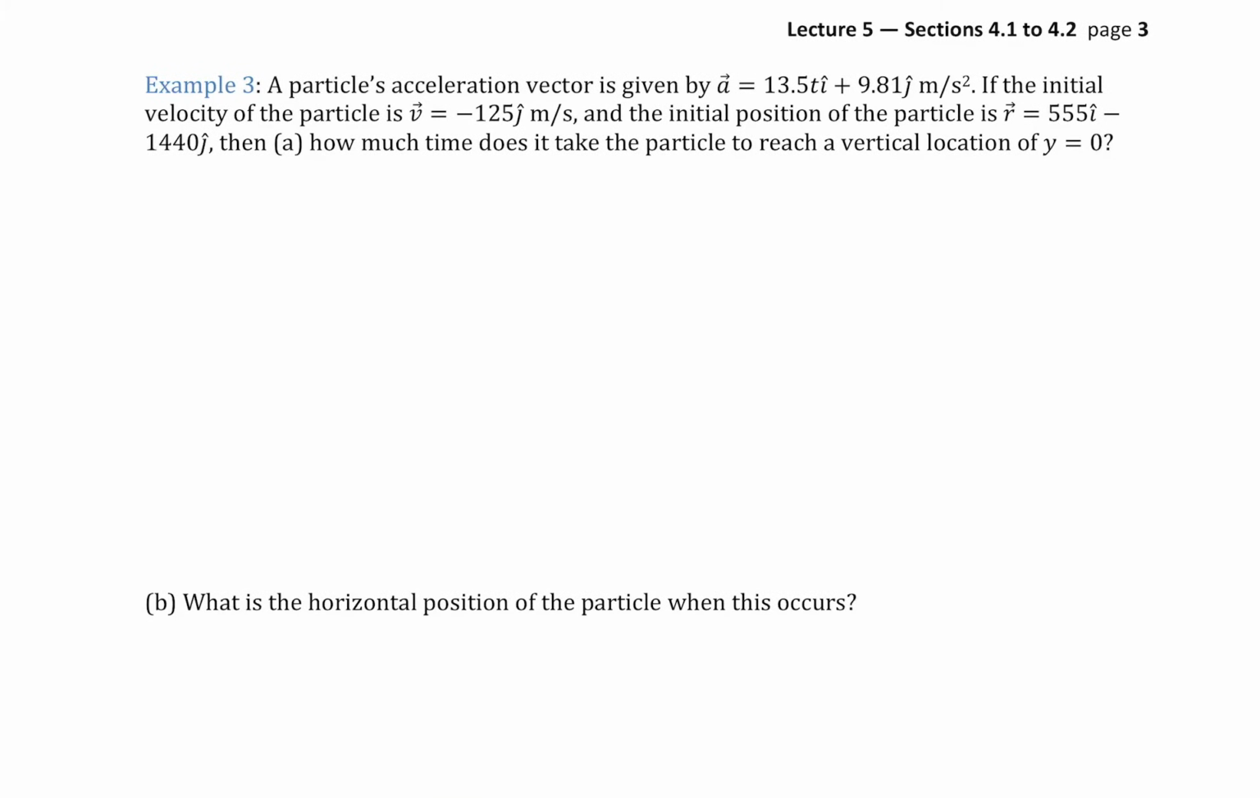A particle's acceleration vector is given by a equals 13.2t plus 9.81 meters per second squared. If the initial velocity of the particle is negative 125 in the j hat direction, meters per second, and the initial position of the particle is 555 minus 1440, then how much time does it take the particle to reach a vertical position of y equals 0?